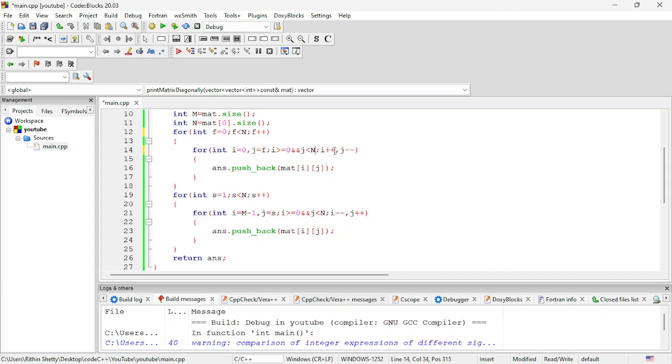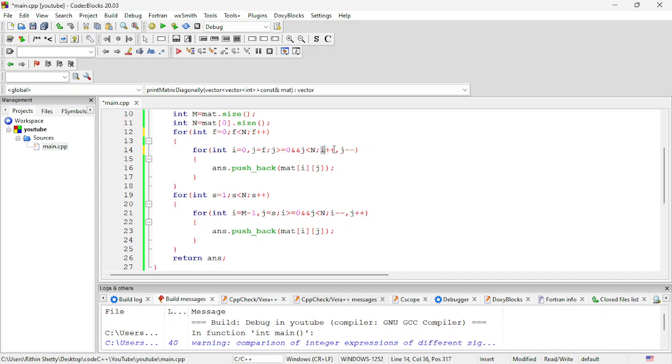Now what's the condition? Condition is column is decreasing, right? Decreasing. Okay. So it should not reach 0. That means it can reach 0, it can't reach below 0. That means if you are decrementing j, it can go till 0. That means you are decrementing, you are reaching 0. That means this condition is valid.